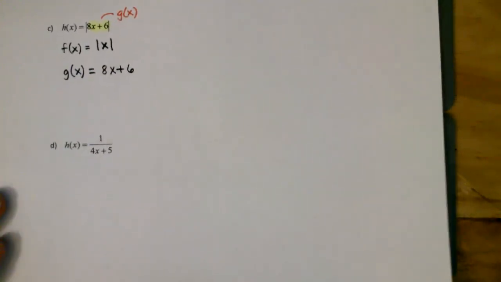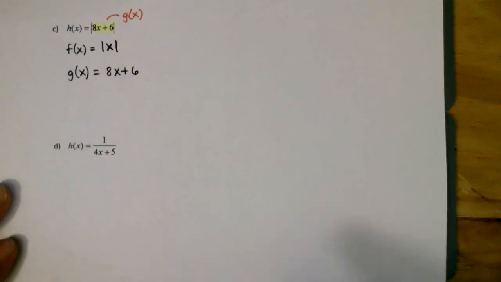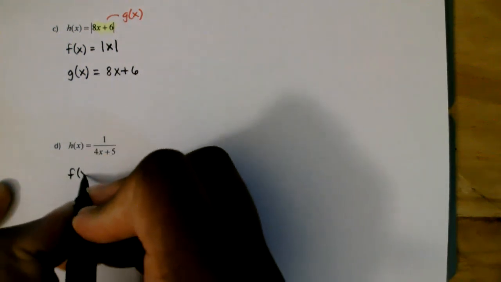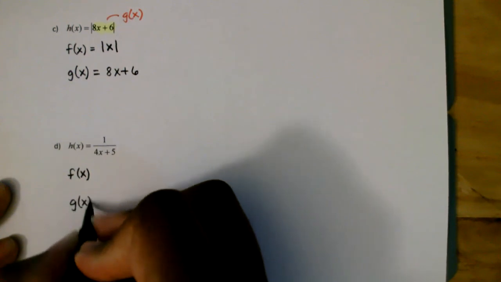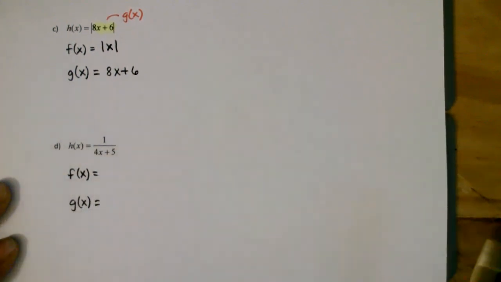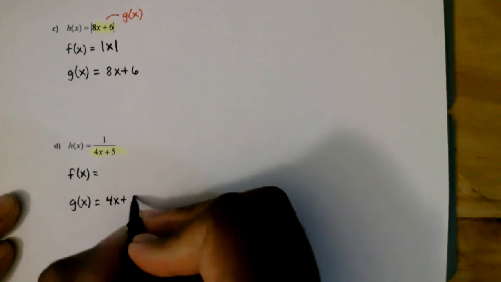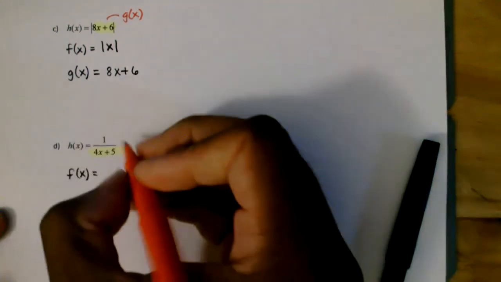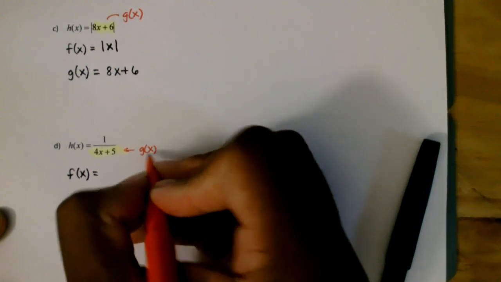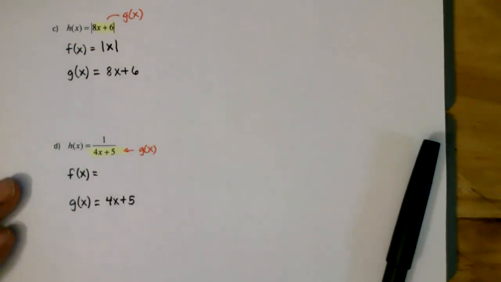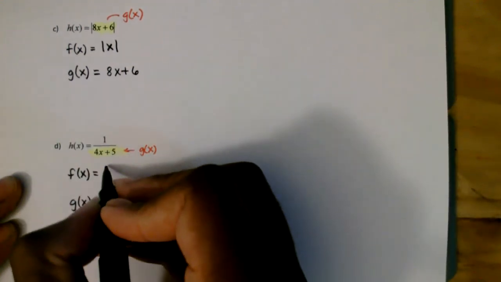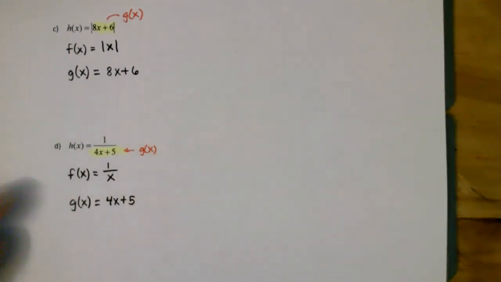And then finally, part D, h of x equals 1 over 4x plus 5. And here I want f of x and g of x. Well, my denominator is that inside function g of x. So that's your 4x plus 5. So this has to be g of x. And since that g of x was substituted for x in f of x, the f of x function had to start off as 1 over x.